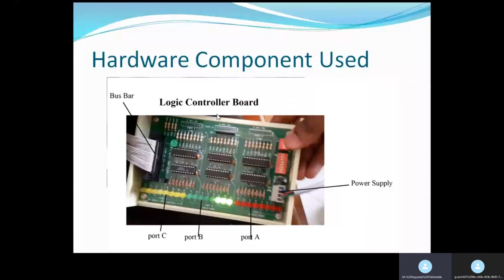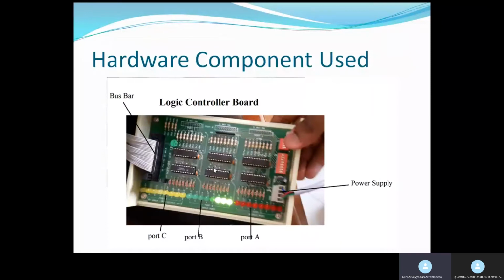Here we have some ports, port A, port B, port C. These work based on your control word register settings. The red LEDs show port A, green LEDs show port B, and port C is indicated by yellow LEDs. There are two groups, group A and group B. Group A includes the upper half of port C and group B includes the lower half of port C. Port B belongs to group B and port A belongs to group A. In this way the logic controller looks.